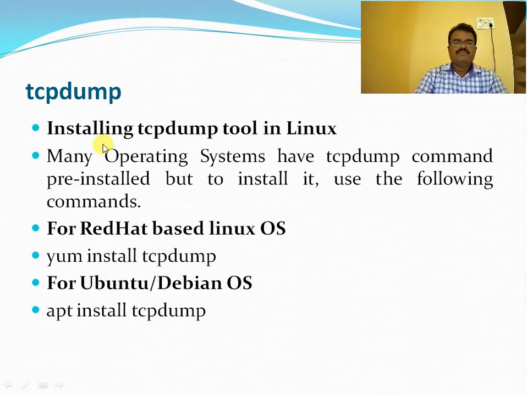So for installing tcpdump, many operating systems have the tcpdump command pre-installed. If tcpdump is not pre-installed, then we have to install it. So I use the following commands: for Red Hat based Linux OS, yum install tcpdump, and for Ubuntu and Debian OS we have to use the command apt install tcpdump.